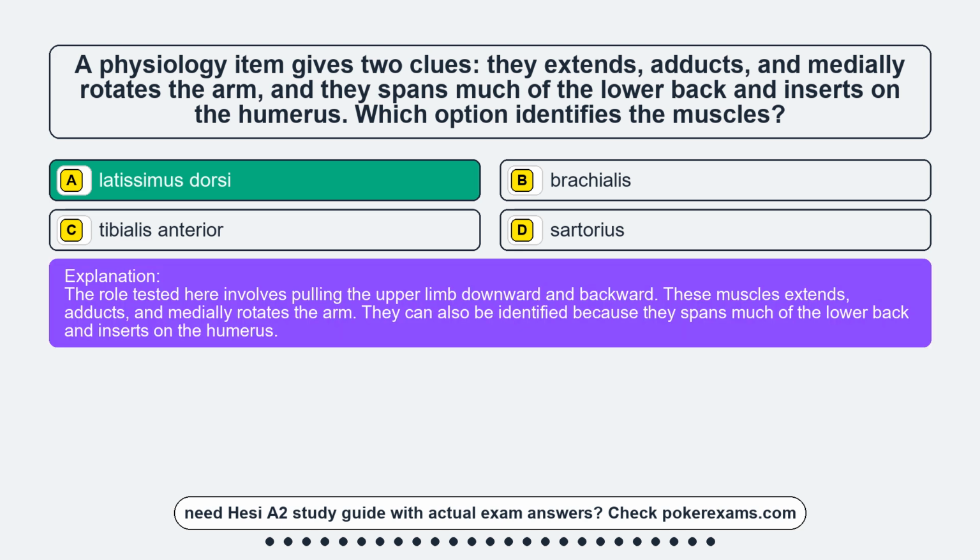The role tested here involves pulling the upper limb downward and backward. These muscles extend, adduct, and medially rotate the arm. They can also be identified because they span much of the lower back and insert on the humerus.